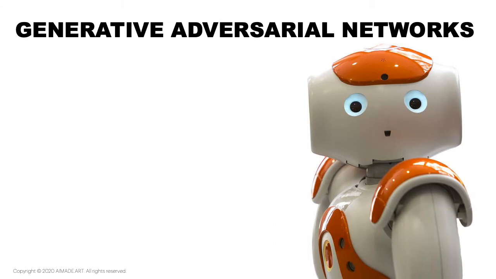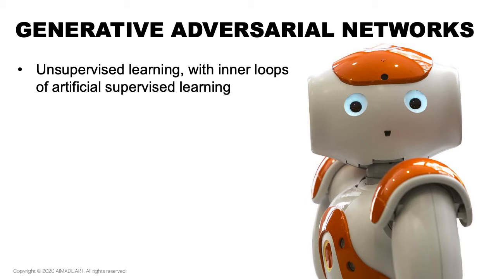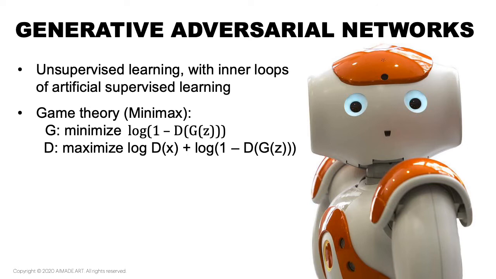So in practice, this is unsupervised learning with inner loops of artificial supervised learning, because it's creating its own labels internally. It's using game theory, minimax, where the discriminator and the generator are the two players that take turns with simultaneous updates of the model weights.